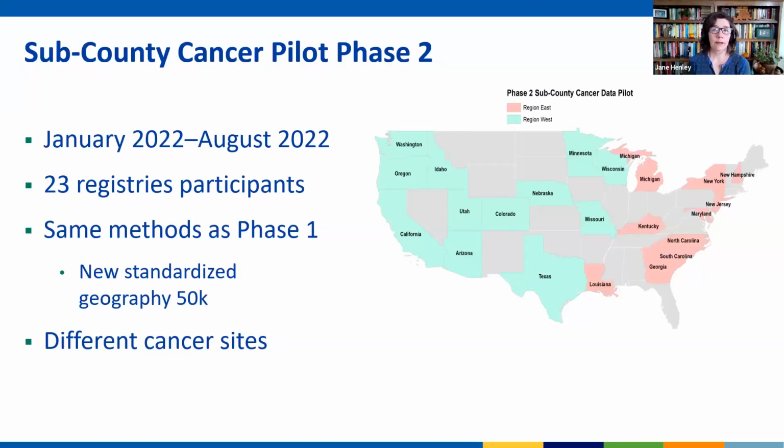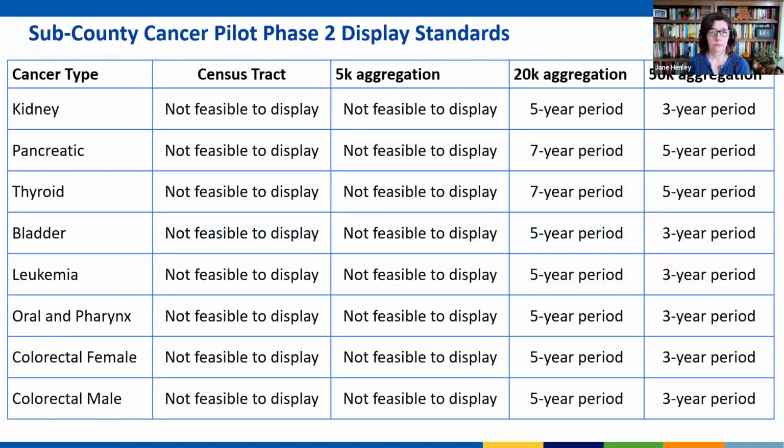We started phase 2 of the pilot in January 2022. We had 23 registries participate and split them into 2 regional teams. We followed the same protocol as in phase 1, but this time we looked at different cancer types and we added a 50K geography. Next slide, please. This table has the display standards tested in phase 2, and you can see that all of these cancers were too rare to be displayed at the census tract level and the 5K level, even with a 10-year aggregation. But most can be displayed with a 3-year aggregation at the 50K level or with a 5-year aggregation at the 20K level. And so there is a trade-off between spatial and temporal specificity. Next slide, please.